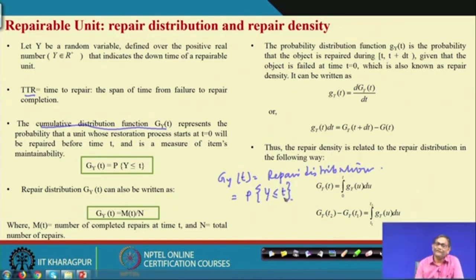If you recall the failure distribution, there we used F_X(t), and we said this is the cumulative failure distribution, the probability that the component will fail, or X less than or equal to t, within time t. Here we are concentrating on the repair process. So, what is the probability that the component will be repaired within time t? It is G_Y(t), that is what is written here. So, our first concept is repair distribution.